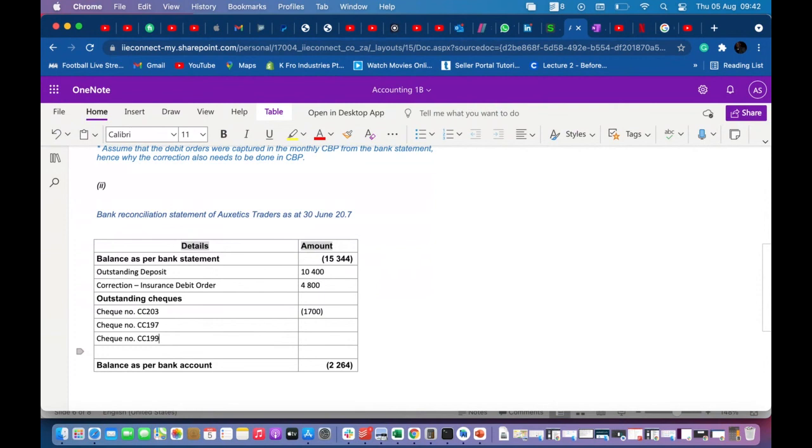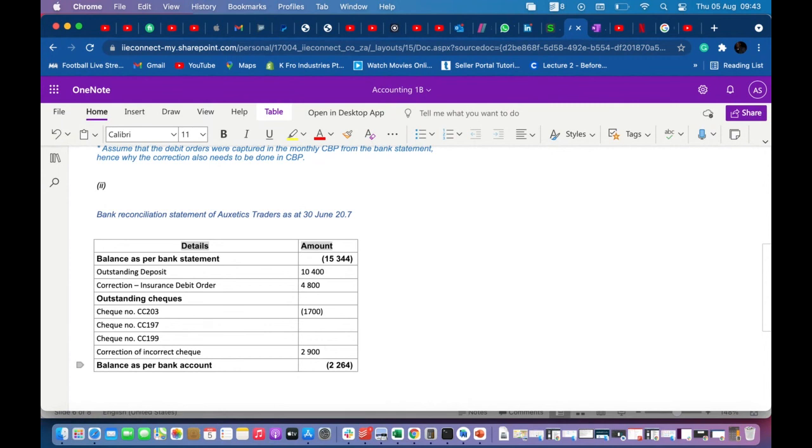Oh yes, there was that amount of 2,900, that correction in the bank reconciliation statement that we hadn't actually included at the beginning. So correction, and the bank did not correct this for May. Correction of incorrect check. And that was for 2,900.